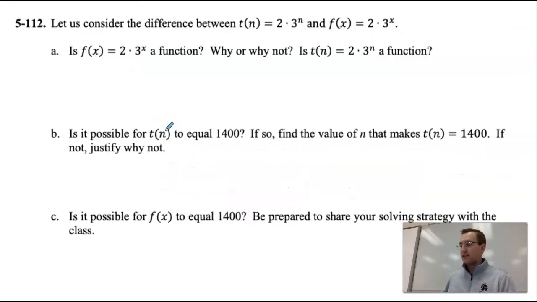Moving on, let's turn the page here. We're going to look at a couple new ones here. So we've got T of n is equal to 2 times 3 to the n, and then we have f of x is equal to 2 times 3 to the x.